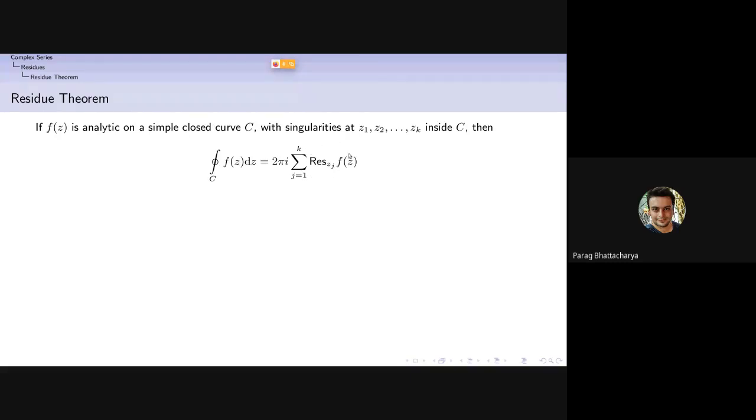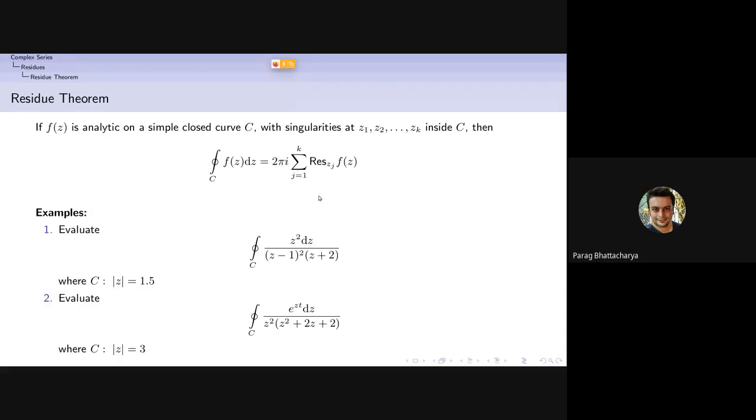So if I have the singularities z1, z2, then for each of the singularities you'll get one residue. Find the residues for each of these singularities and just add them together. That sum you multiply by 2πi. That is going to be the value of this integral. So let's do a problem, then it's going to become clear. The problem is the integral of z squared dz divided by (z minus 1) whole squared times (z plus 2). So let me do this problem.